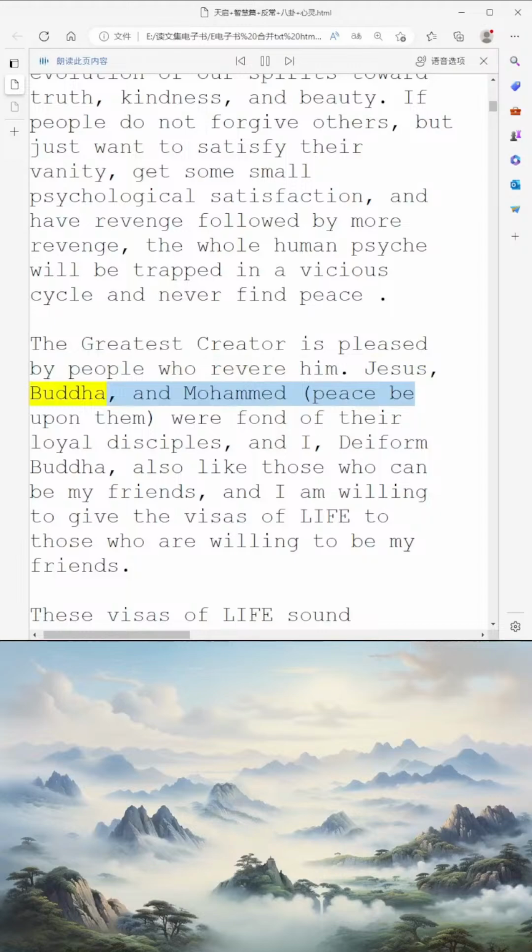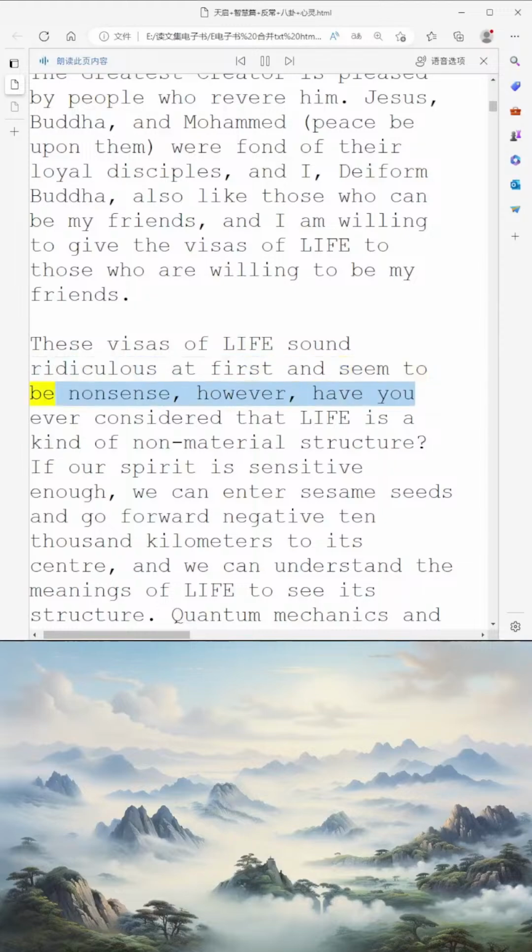Jesus, Buddha, and Muhammad, peace be upon them, were fond of their loyal disciples, and I, Dayform Buddha, also like those who can be my friends, and I am willing to give the visas of life to those who are willing to be my friends. These visas of life sound ridiculous at first and seem to be nonsense.